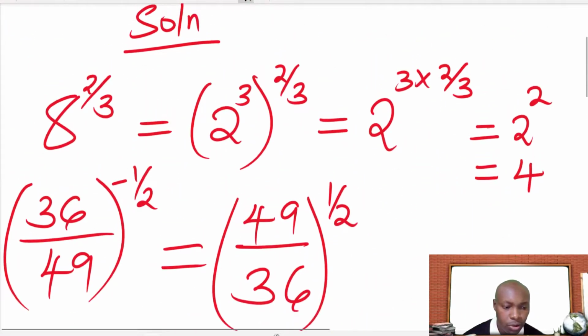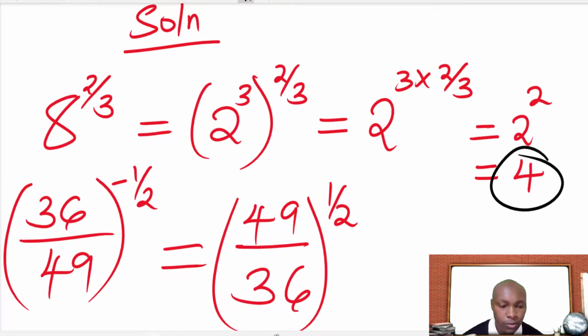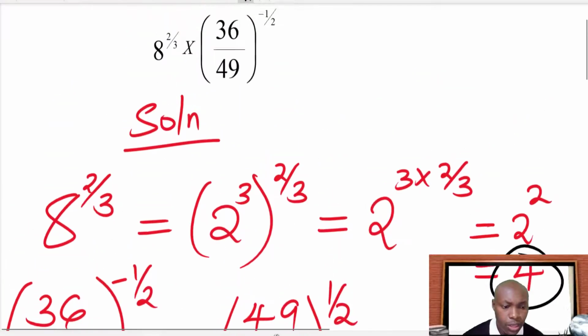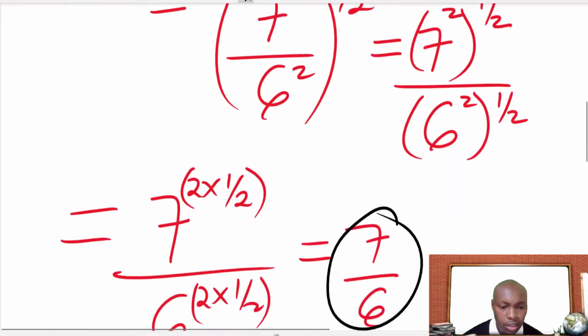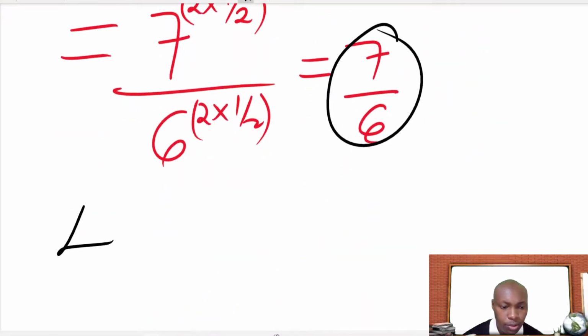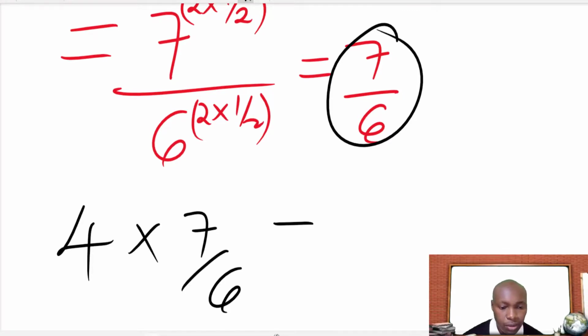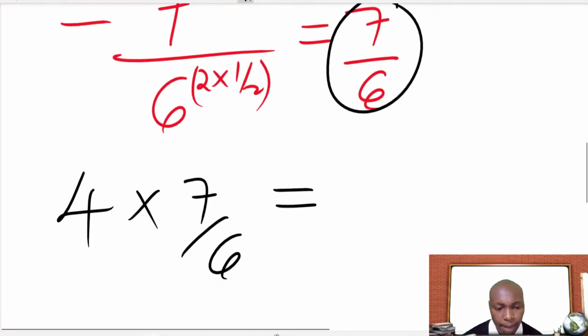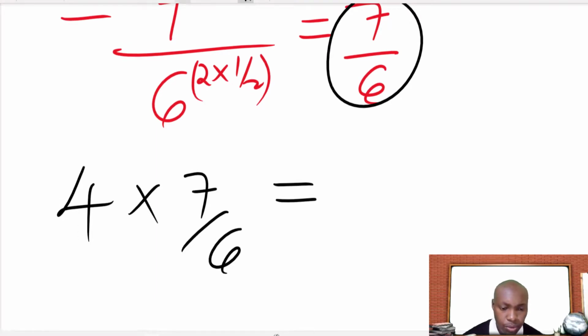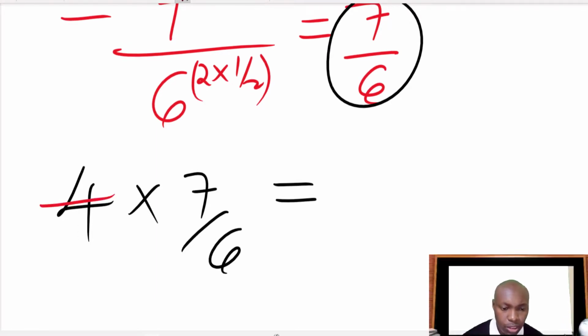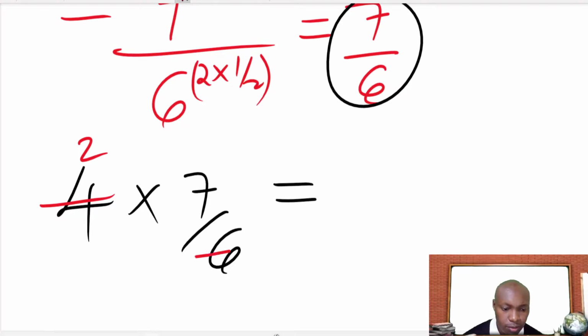Then the first part, we got 4. So we just need to get the product of the two. So we get our answer is 4 multiplied by 7 divided by 6. And when you simplify this by 2, you get 2. Then this is 6 divided by 2, you get 3.